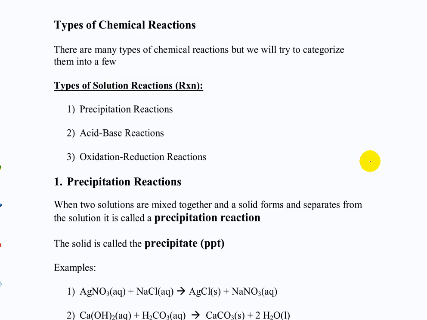There are 3 basic types that we're going to discuss now: precipitation, acid-base, and oxidation reduction. And we're going to look at how to identify them, how to put them in those categories, and then how to write the equations. And the point of all of this, actually, is to start being able to predict what will happen when you put things together. That's really a big goal of all of chemistry.